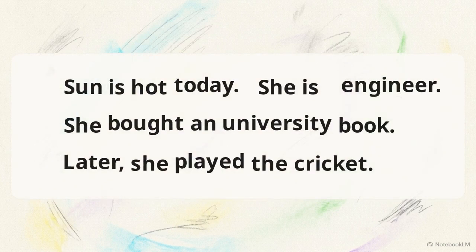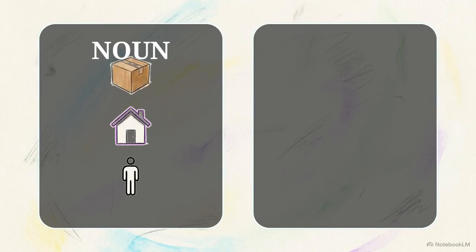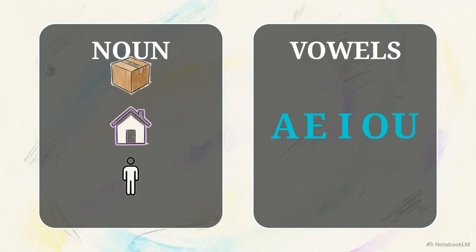On screen is a short paragraph containing several common article errors. By the end of this lesson, you will be able to identify the specific rule that fixes each one. To use this filter, you only need 2 prerequisites. First, you need to identify the noun in your sentence, the person, place, or thing. Second, you need to know the 5 English vowels, A, E, I, O, and U.